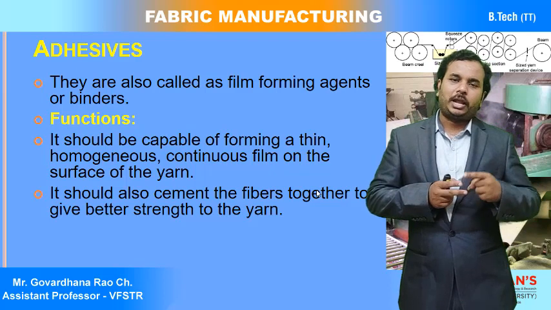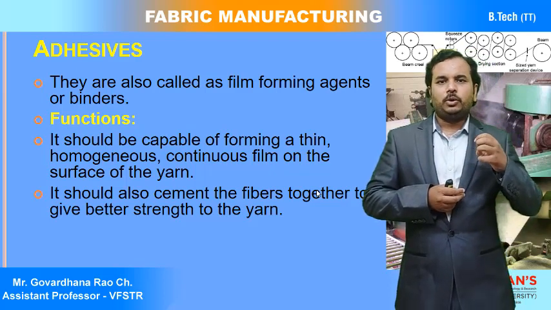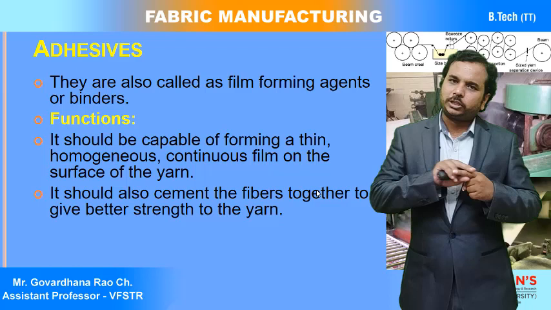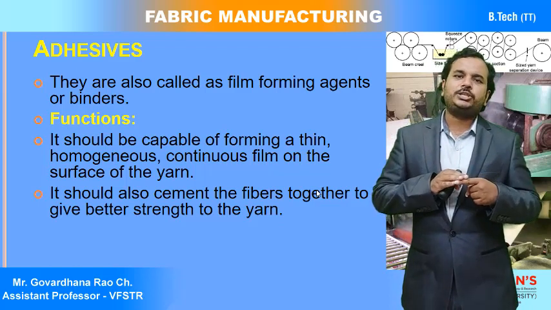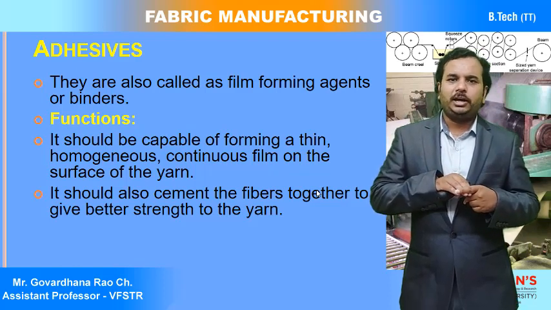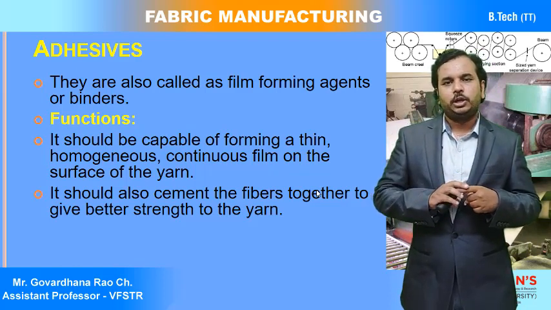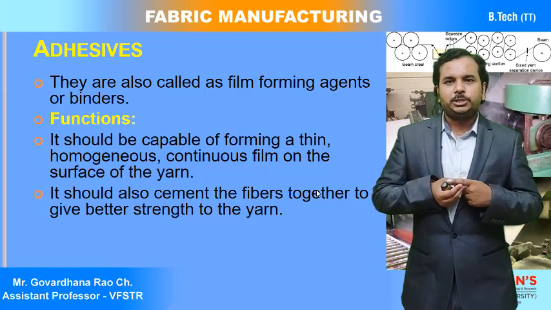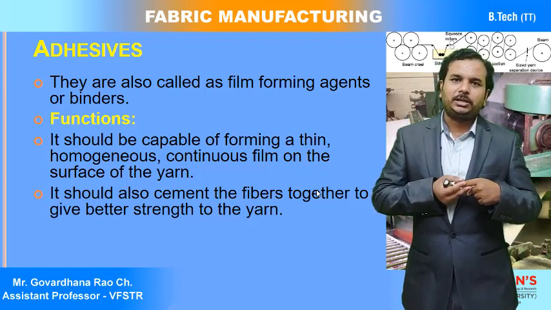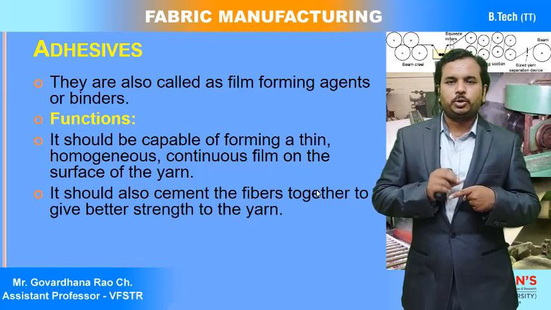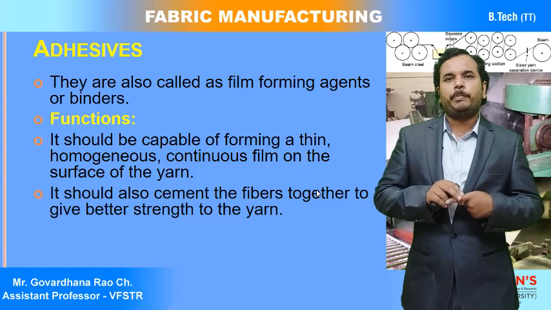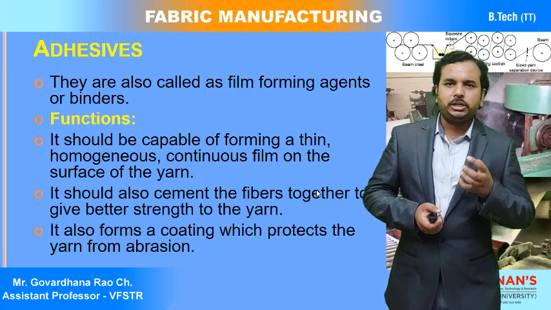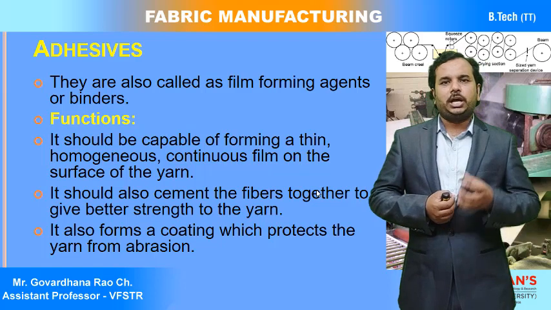In the same manner, when the size paste is applied, it is coated on the top of the yarn surface, and it also penetrates inside the yarn structure, in between the fibers. Once the size paste has penetrated inside the yarn structure, it adheres or cements the fibers together, so that more tensile property is imparted by the application of these adhesives. These are the major functions, and it also forms a coating which protects the yarn from abrasion.